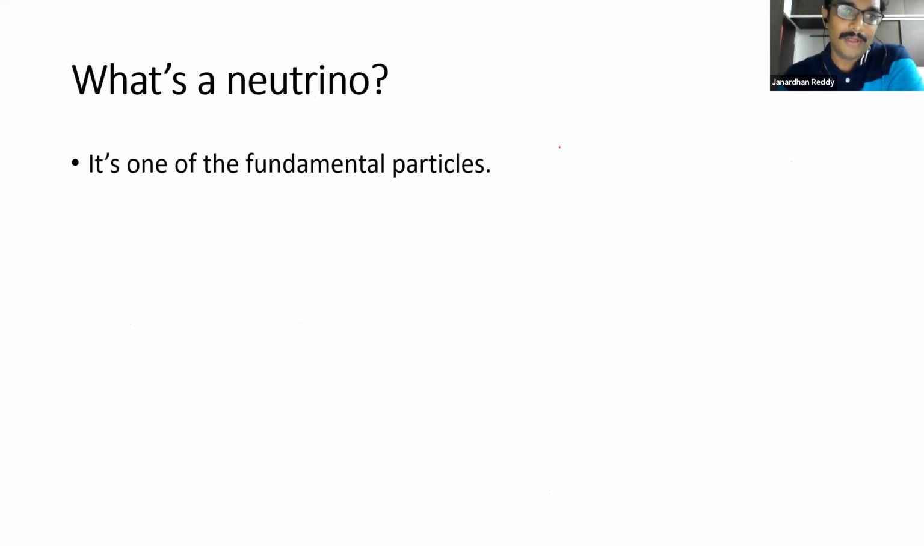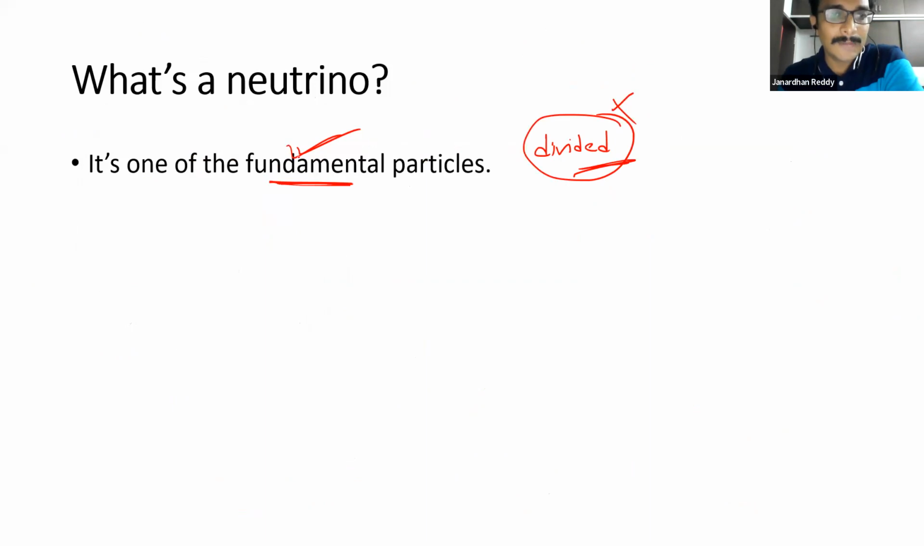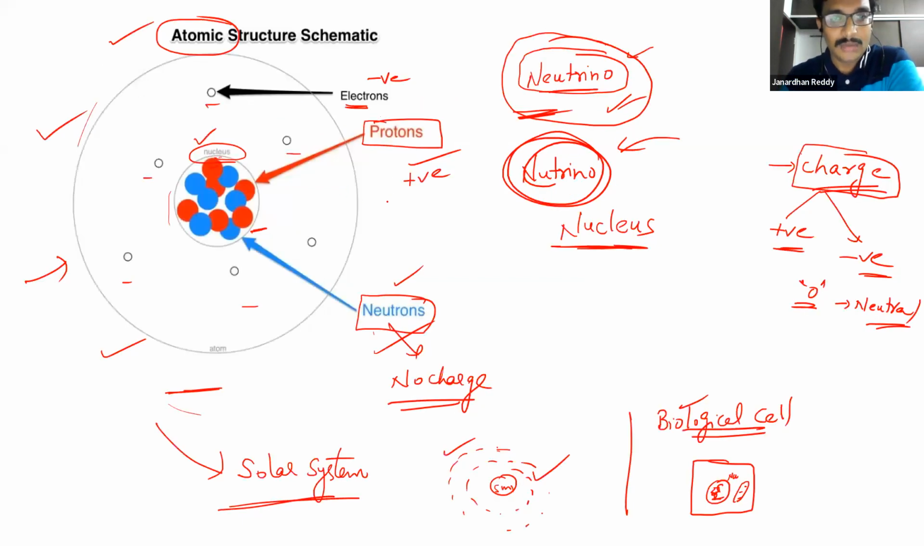A neutrino is one of the fundamental particles. When we say fundamental, it means it can't be further divided. It is so basic, available in the universe. We don't know what it is made up of yet. In the previous example also, at your school level, protons, neutrons and all these things are called fundamental subatomic particles.